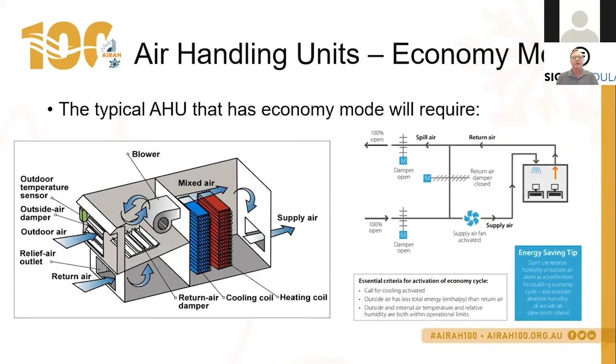So for the economy cycle, it's important that there's a call for cooling, the outside air has the enthalpy that allows the system to work correctly, and that the outdoor and internal air temperatures and relative humidities are both within the operating limits. So you achieve that by ensuring that the set points for the operation of the economy cycle within the BMS or control system are set correctly to achieve those outcomes.